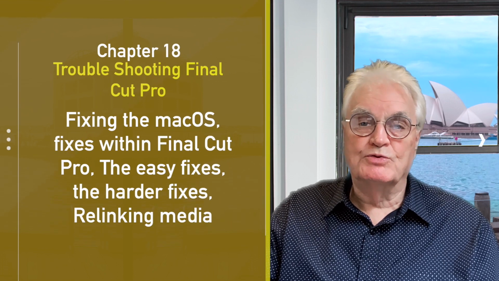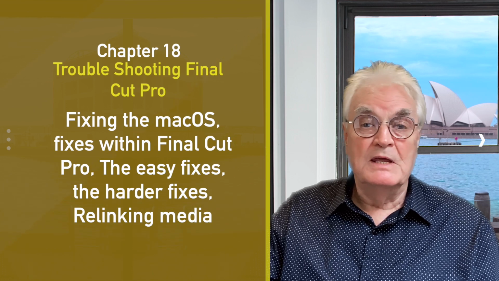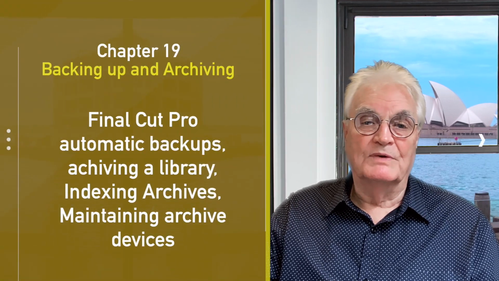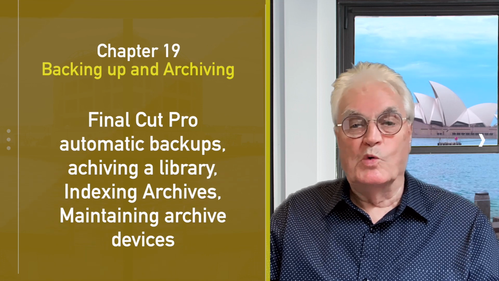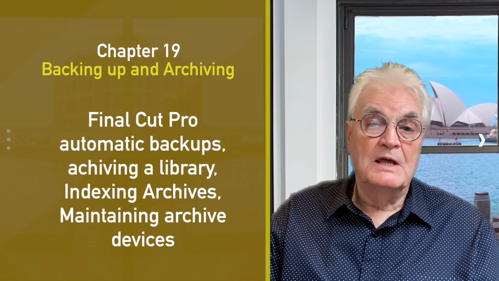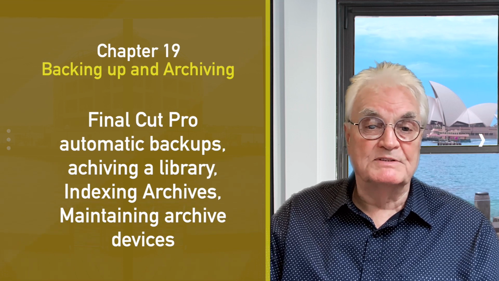Chapter 18, troubleshooting Final Cut Pro. This covers the fixes that you should make with the Mac OS and fixes within Final Cut Pro itself. It covers the easy fixes and then the harder fixes. And also there's a section on relinking media. Chapter 19, backing up and archiving. This chapter covers Final Cut Pro's automatic backup facility. There's also discussion on archiving libraries, the index of those archives, and maintaining the devices that have those archives on them. Well, that's a lot, but you'll need to delve into the book for more detail.